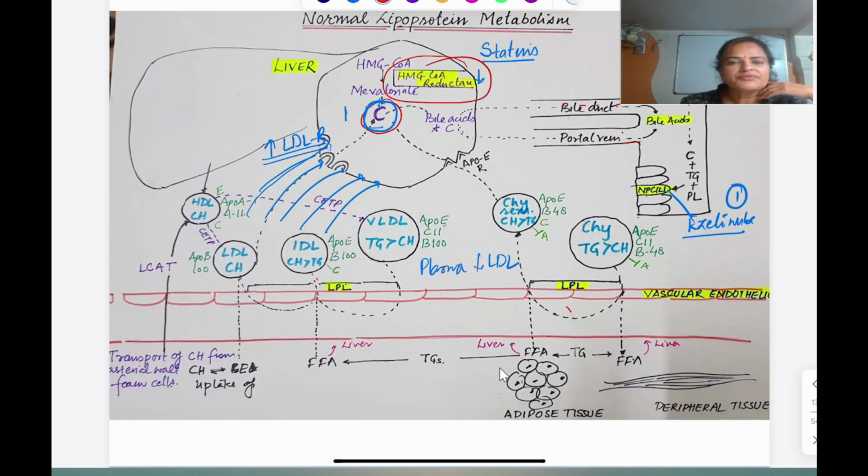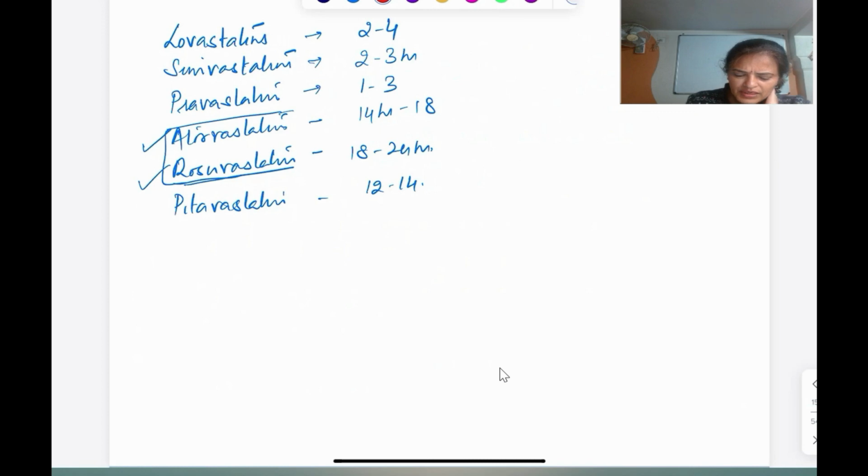If the activity of this enzyme is at night, in the midnight, then we have to give this drug at night. But if we are giving atorvastatin and rosuvastatin, whose half life is long enough, we can give it at any time of the day. This is number one: when to give.